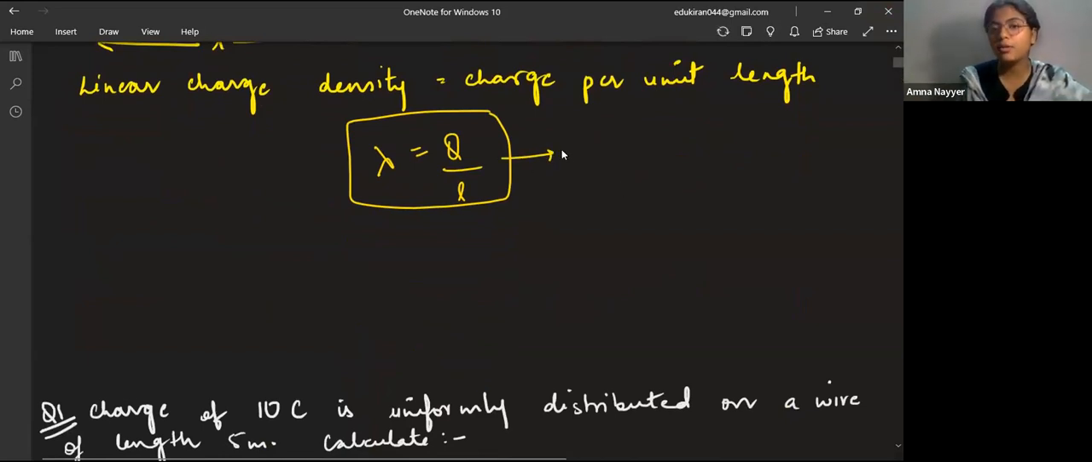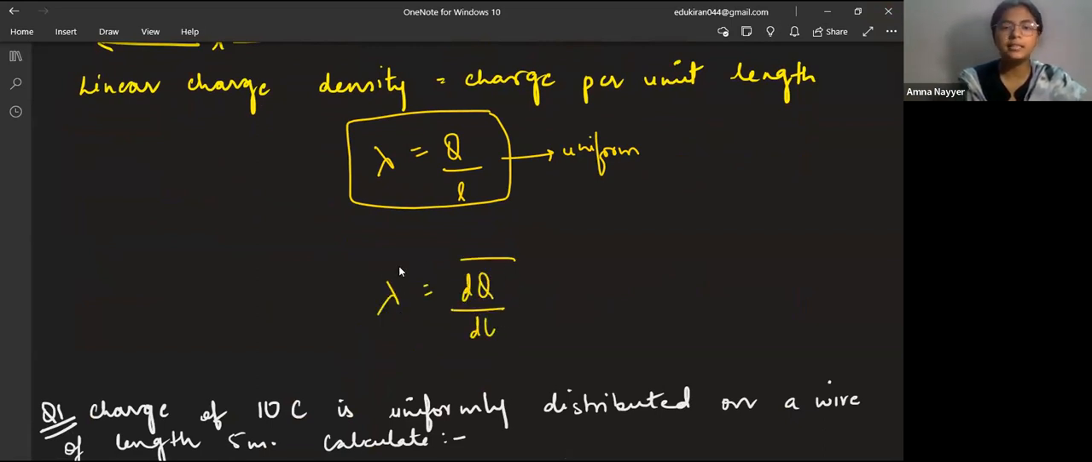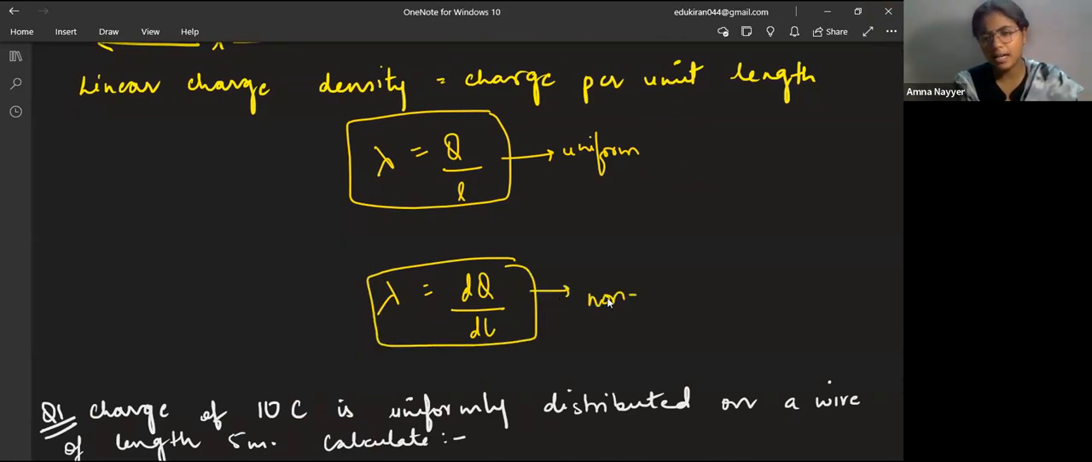So this is for uniform distribution. Suppose it is non-uniformly distributed, in that case what will you do? In that case you will simply differentiate charge per unit length. This is in case of non-uniform. And class, just understand the first one, the rest of them are based exactly on this pattern. And what will be the SI unit for this?